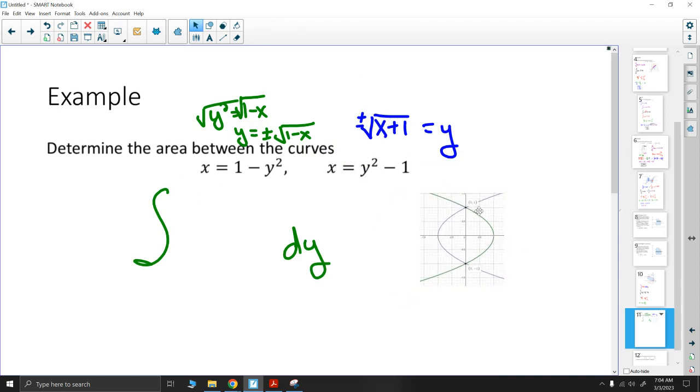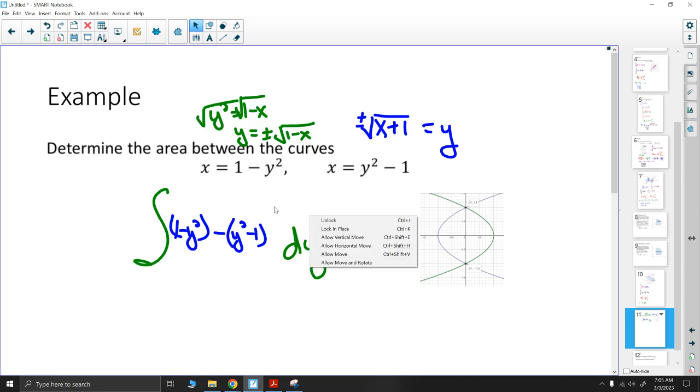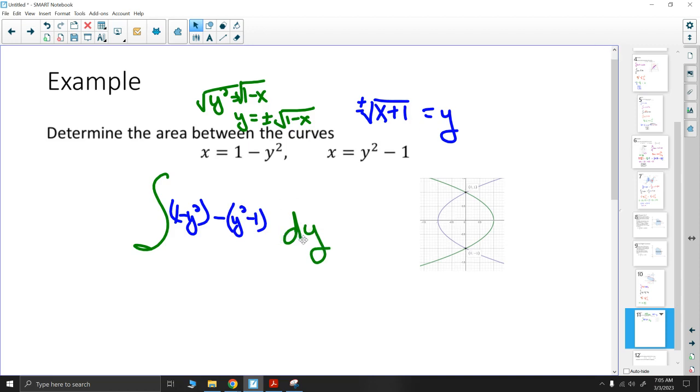So our upper function is this one here, which is the green function. That is 1 minus y squared minus the purple function, which is this one here, y squared minus 1. And again, being careful with the parentheses here because that negative distributes. And again, we're doing it with respect to y, so that's why I'm writing it in terms of y. And so our bounds of integration are from -1 to +1.